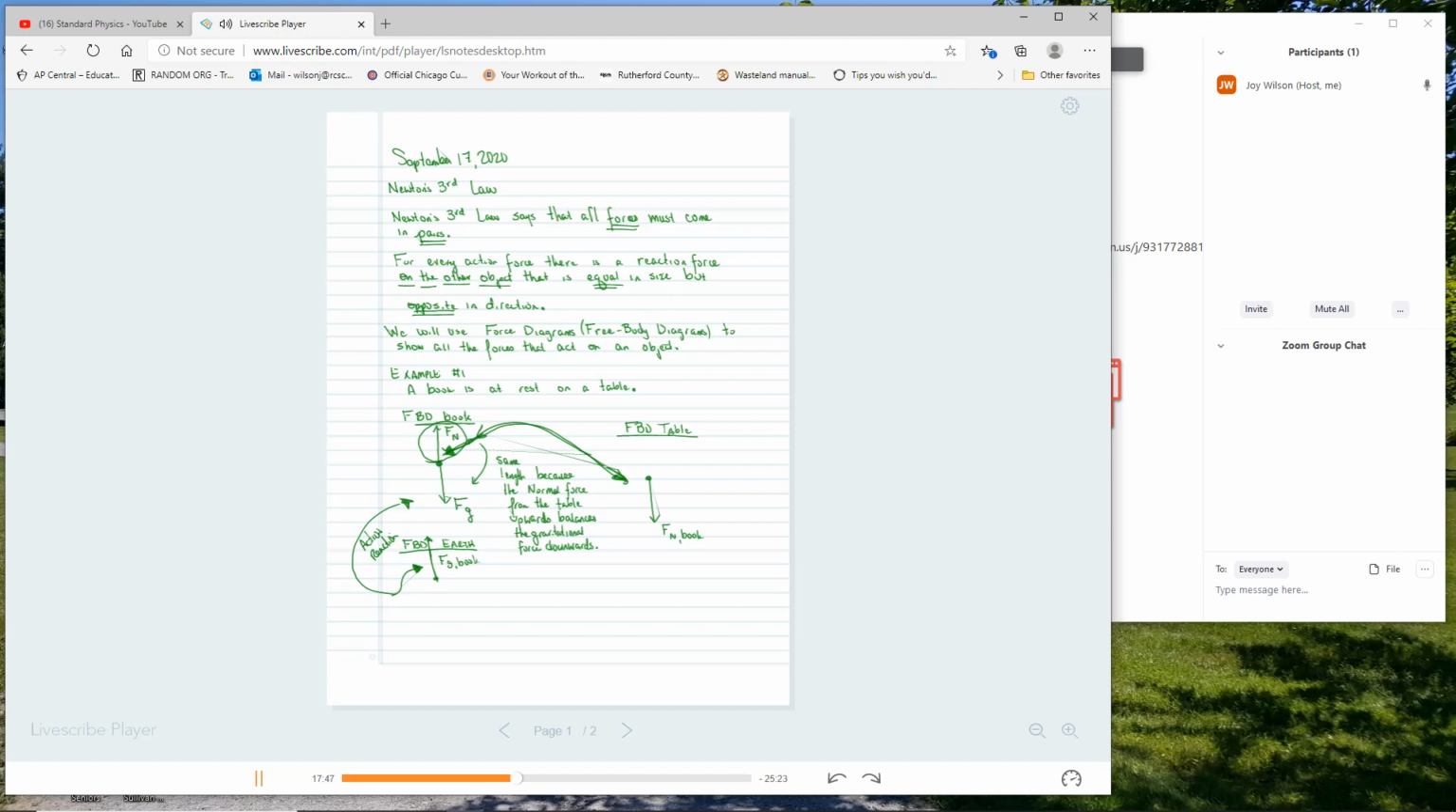So, what does the law say? So that everything has an action force and a reaction force. That must be equal in length and strength, in size, or magnitude, or amount, but in the opposite direction, which means this.